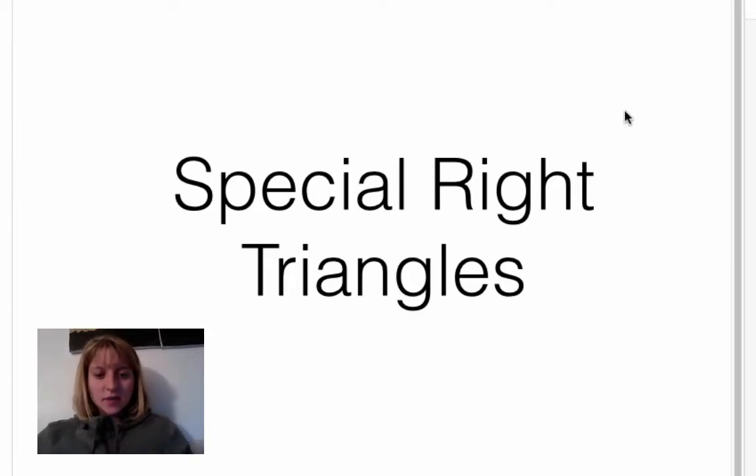So let's talk a little bit about special right triangles. We already know how to find sides of triangles when there's a right angle, when we've got a squared plus b squared equals c squared, and they gave us two of the sides, and we're trying to find the third one. With certain types of triangles, you don't actually have to have two of the three sides to find the third one.